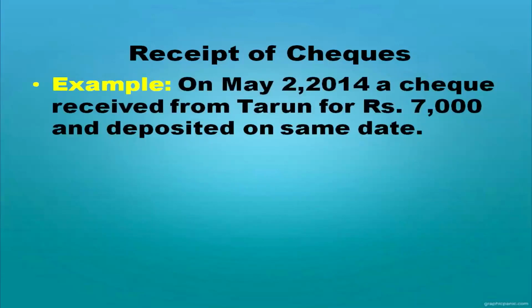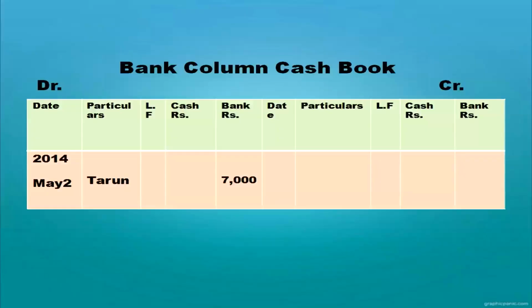Example, on May 2nd, 2014, a check is received from Tarun, rupees 7,000, and is deposited on the same date. So, it will be posted in the bank column. Date 2014 May 2nd, in the cash book, you will write on the debit side in the particulars column 'To Tarun', and the amount 7,000 will be written in the bank column because the check is deposited on the same date.